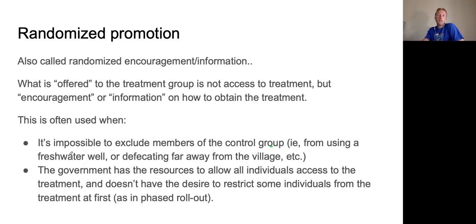Another reason is, let's say that there's some sort of government sponsored job program or cash aid, financial assistance, and the government does not want to restrict some individuals from the treatment. So the government doesn't actually want to make a control group. It's going to open it up for everybody. Well, what we can do is create a randomized control trial where the quote treatment is, hey, I'll help you apply for this job program, for example.